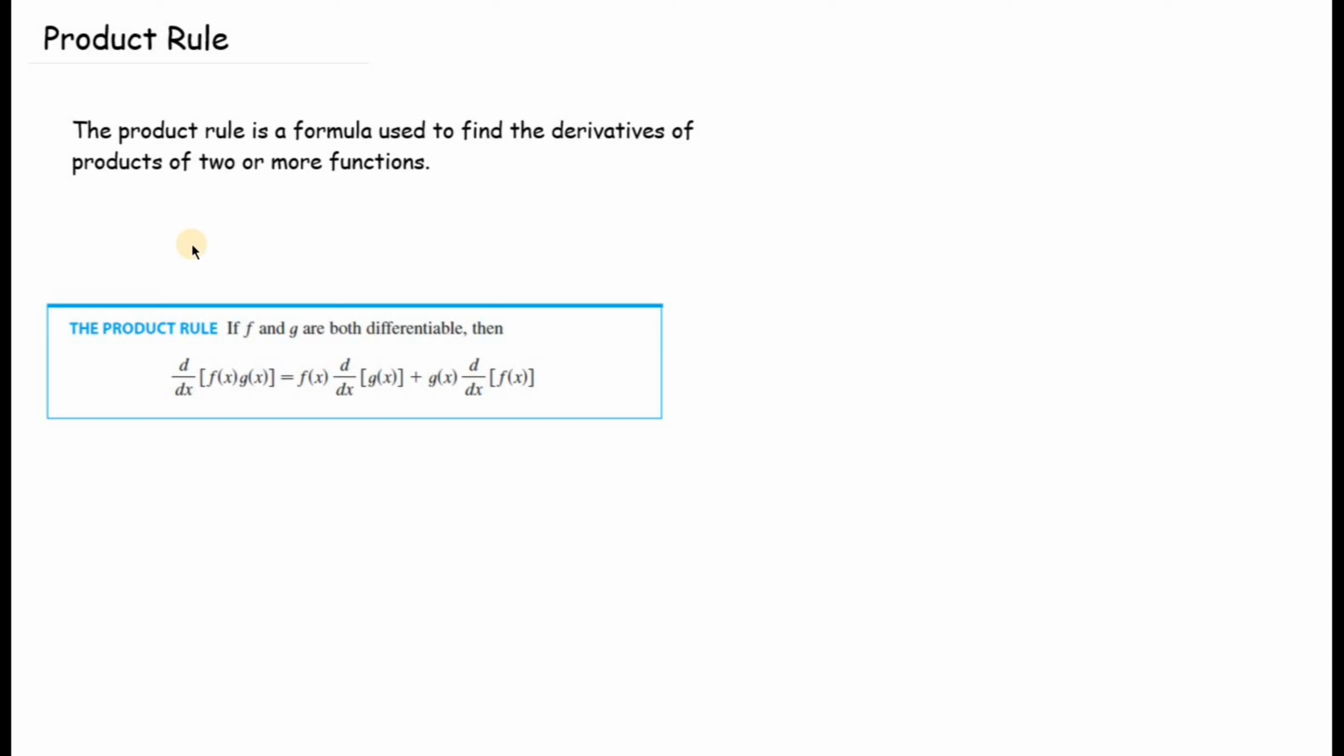The product rule is simply a formula which is used to find the derivatives of products of two or more functions. So what it states is that if you have two functions, let's call them f of x and g of x, that are both differentiable, then the derivative of their products would be equal to the first function f of x times the derivative of the second function g of x plus the second function g of x times the derivative of the first function f of x.